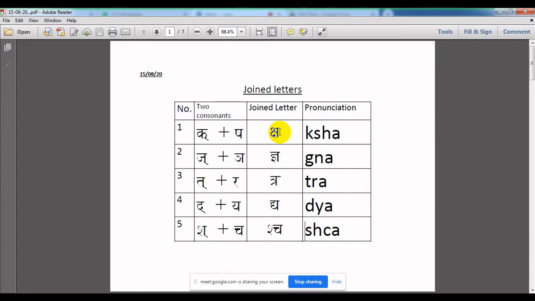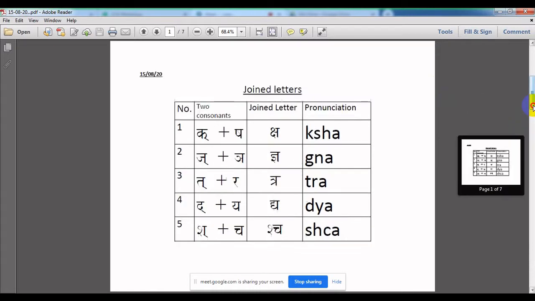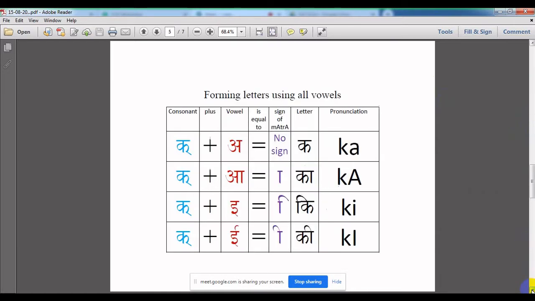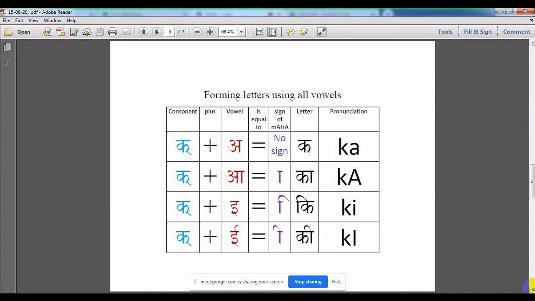Now we'll move forward. See how many examples of joint letters I gave you, I think 26 joint letters examples. Here you can check the last one. This one is the 26th one. Cha plus ra, chra, right? So these many examples I gave you to read and to learn all these letters.